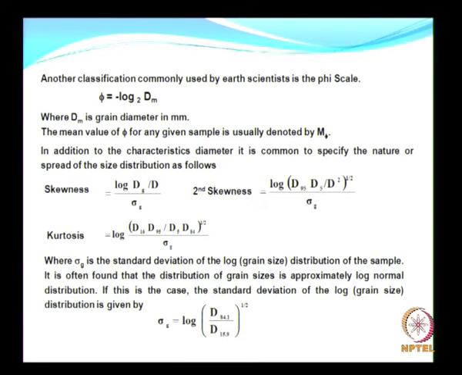There are other classifications. One of the classifications which is usually used by the earth scientists is the phi scale. So dm is the grain size or the median grain size in millimeter. Phi will be given in terms of log 2 of dm, and the mean value of phi is given by M suffix phi.